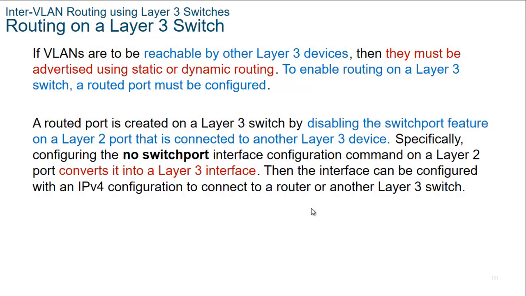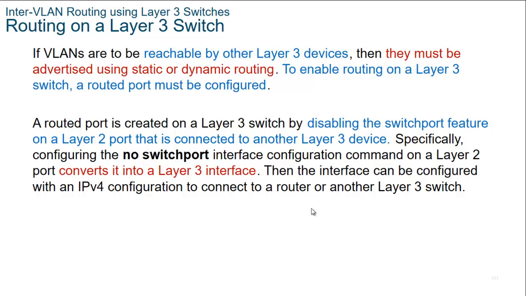Now let's look at routing on a layer 3 switch. On a layer 3 switch, it can actually route and then exchange routing information if it is connected to another layer 3 device. So if VLANs are to be reachable by other layer 3 devices, then they must be advertised using static or dynamic routing. To enable routing on a layer 3 switch, a routed port must be configured.